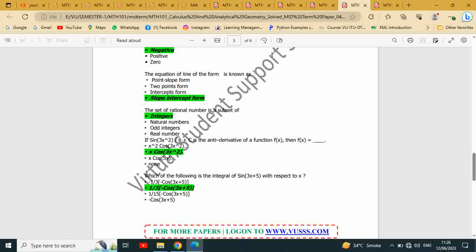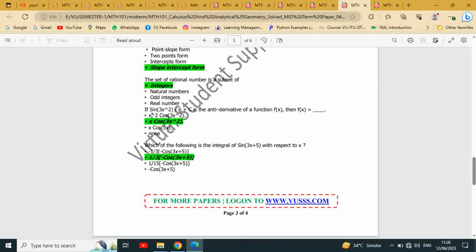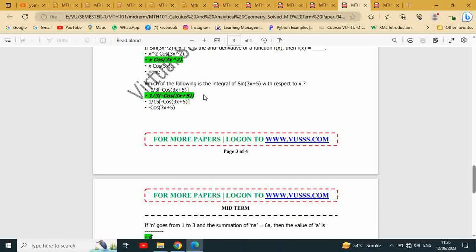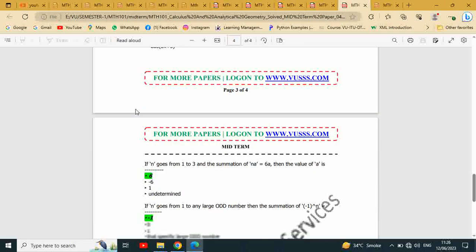The set of rational numbers is a subset of integers. sin 3x square divided by 6 plus c is the antiderivative of the function f(x), then f(x) is equal to x cos 3x square. Which of the following is the integral of sin(3x plus 5) with respect to x? 1 by 3 into minus cos of 3x plus 5.